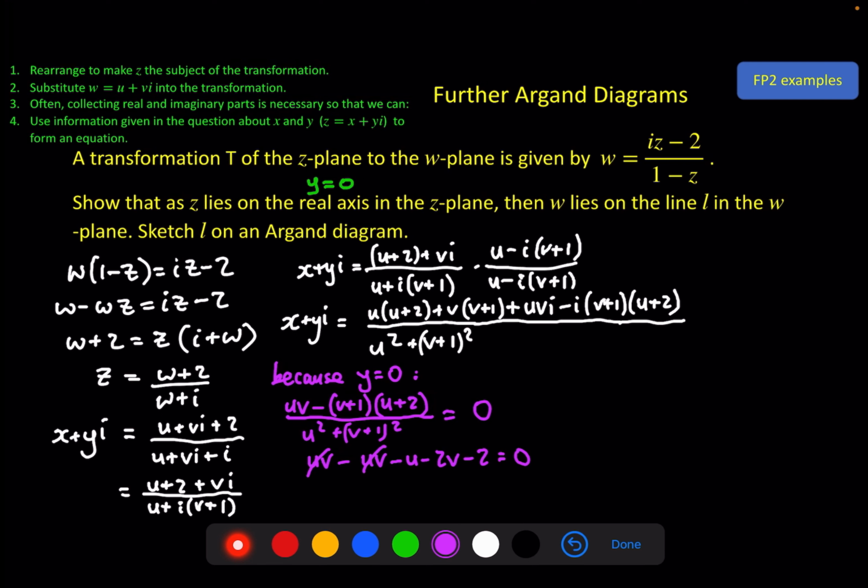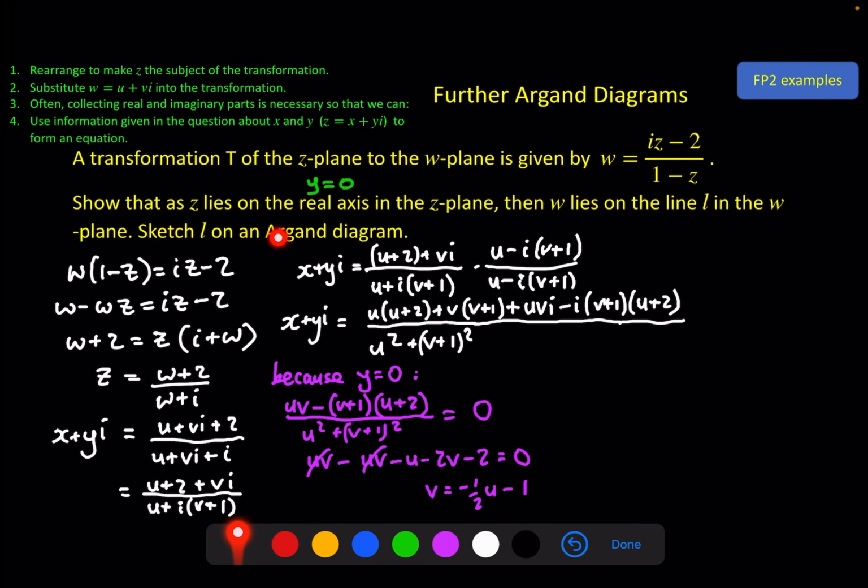These two cancel out, which gives us a surprisingly nice relationship between u and v. Rearranged to give v in terms of u, just like you would give y in terms of x, and we get v is equal to minus a half u minus 1, which looks good because we were told it should be a line in the w plane, and this is a straight line equation.